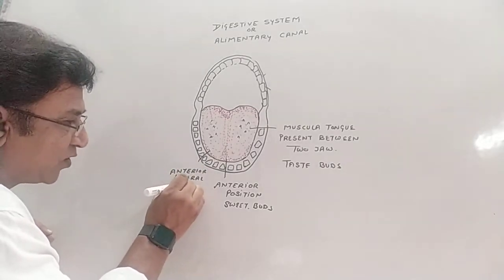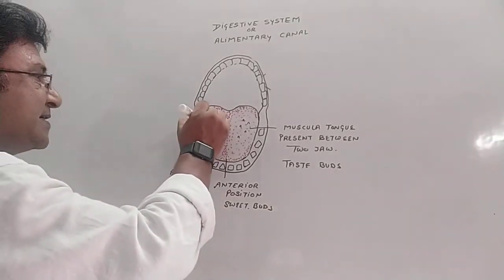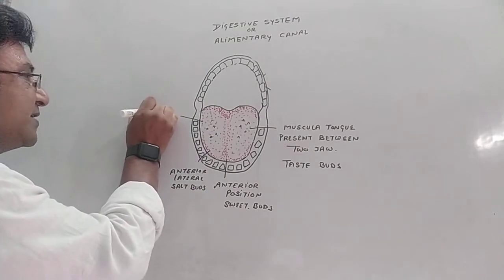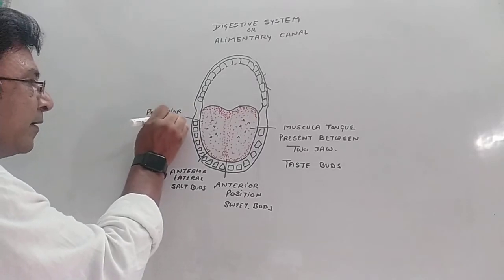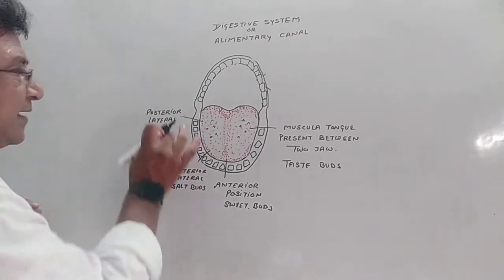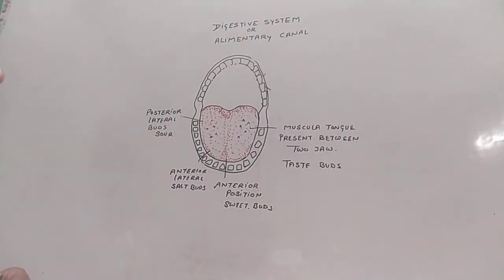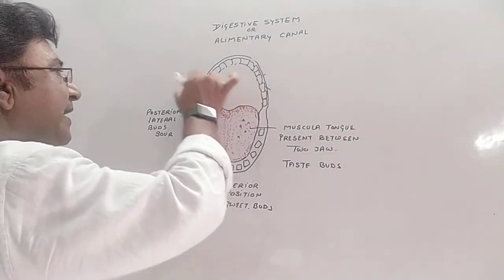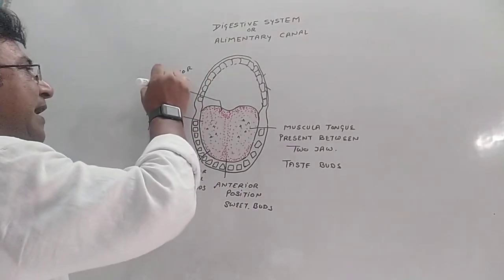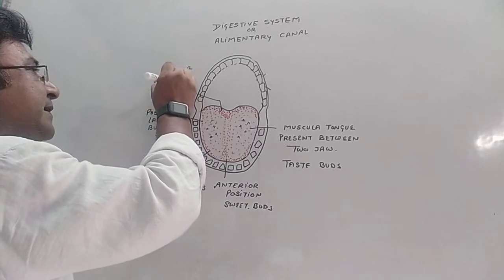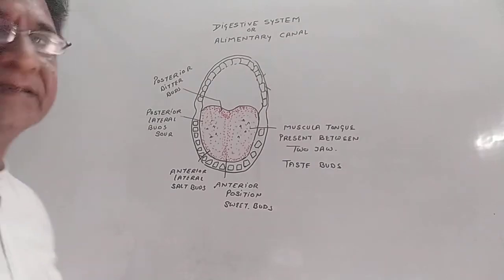So we call it salt buds, or the buds which can taste salt, right? This is the posterior lateral side, having buds which taste sour. So we call it sour buds. And at the posterior end, we have bitter tasting buds, bitter buds. Means buds are not bitter, but they taste the bitterness.